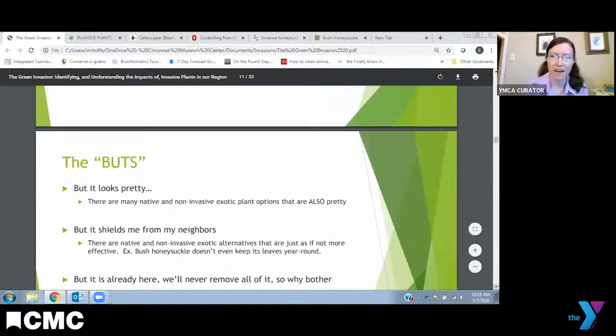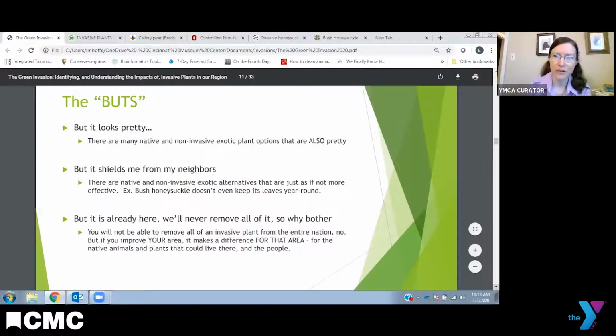Okay, the buts. So this is common things you hear, why people don't care about invasive plants or they don't want to bother removing them. But it looks pretty. So this is absolutely the worst thing I hear. There's a lot of native and non-invasive plants that also look pretty. You know, almost every invasive has a native that looks fairly similar to it. If you really like the Bradford pears, you know, you can get a wild plum or you can get a dogwood tree. They're extremely beautiful trees.